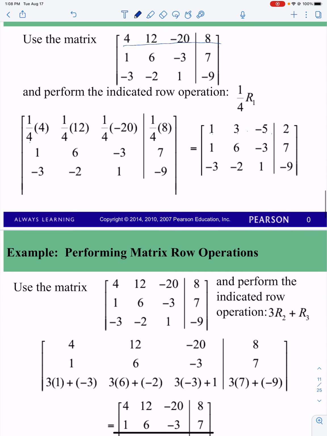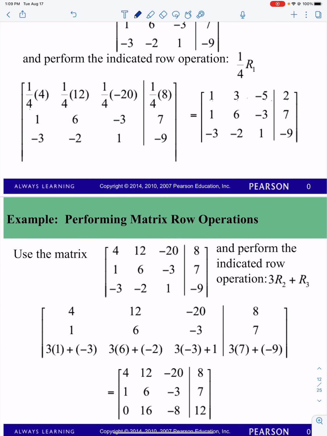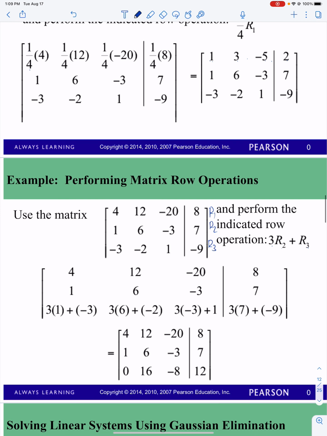The third one is, what could we do? We can do 3 times R2 plus R3. This is R1, R2, R3, row 1, row 2, row 3. So what did we do? We multiply by 3: 3 times 1, 3 times 6, 3 times -3, 3 times 7. You add them to R3, so you get this. These two matrices are row equivalent.